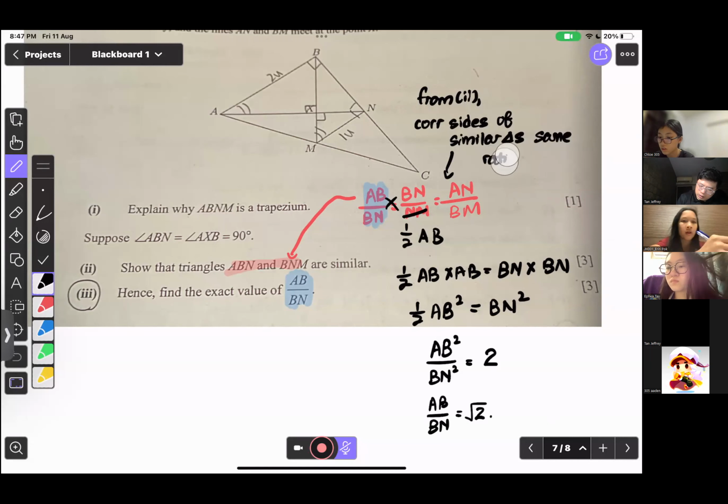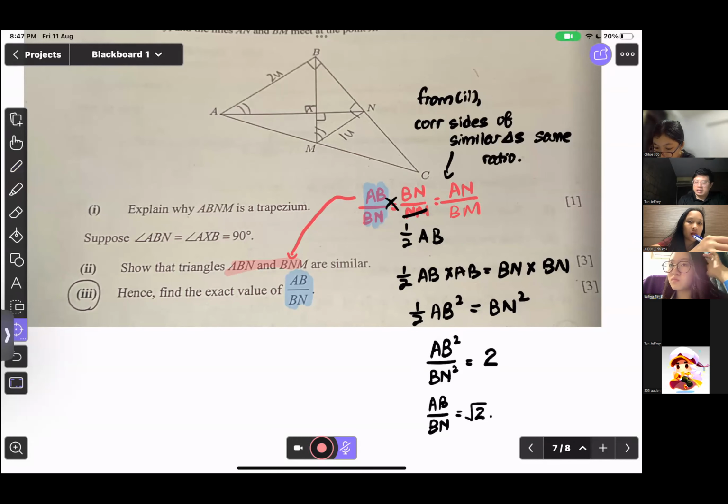Wait, how do you go from half AB squared equals BN squared to AB squared over BN squared equals 2? I divide BN squared over to the left, and I multiply 2 to the right. Quick math.